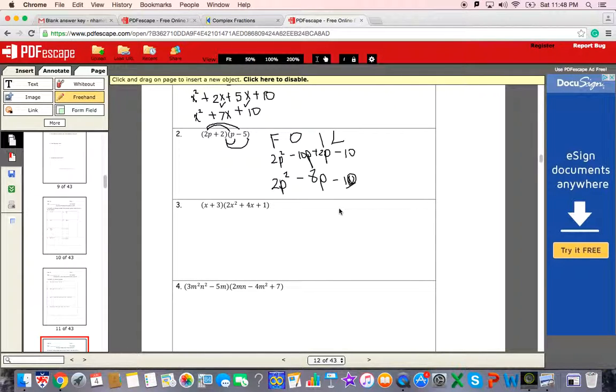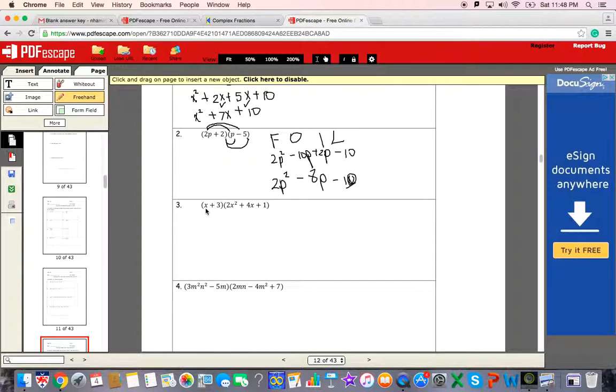Now, we can only FOIL, first, outer, inner, last, if we have two terms in each parentheses, but here we have more than that. So what we want to do is make sure we're taking each of these terms and multiplying it by everything in the other parentheses. And the best way to go about doing this is being organized. It's not hard, it's really just about making sure you've done all the multiplications.